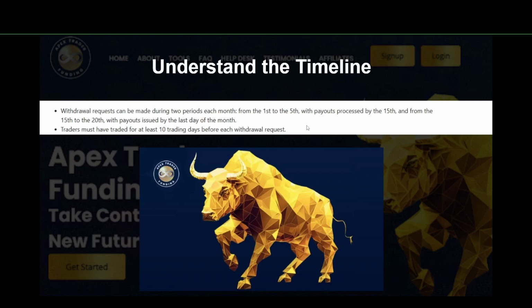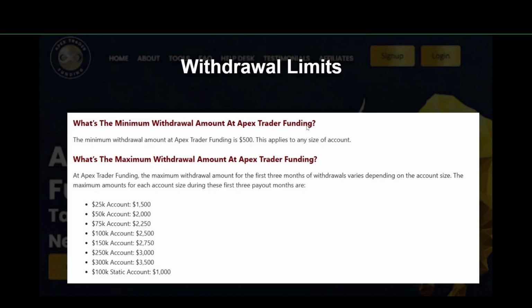For the first 3 months, there are maximum withdrawal limits based on your account size. After that, as long as you maintain the required minimum balance, there are no limits on withdrawals.